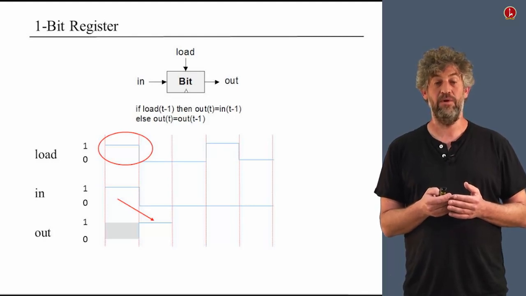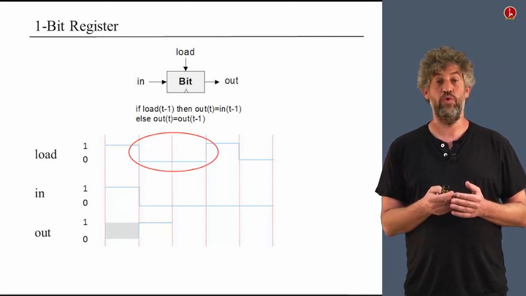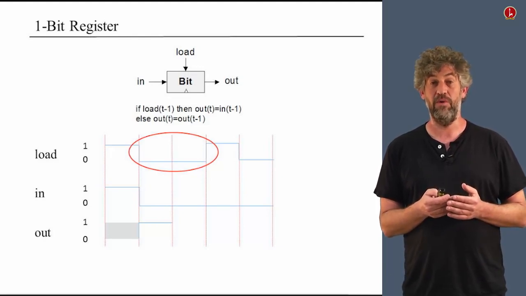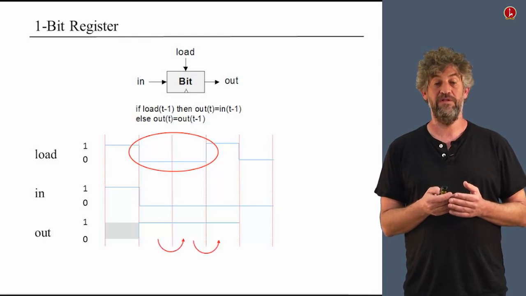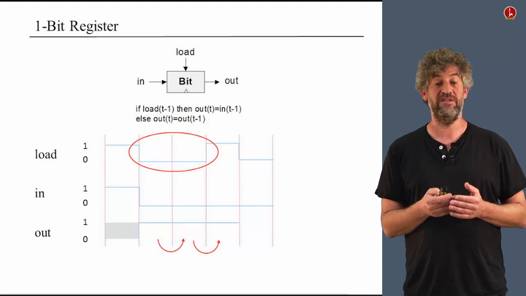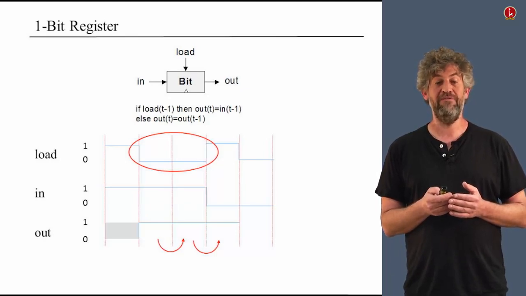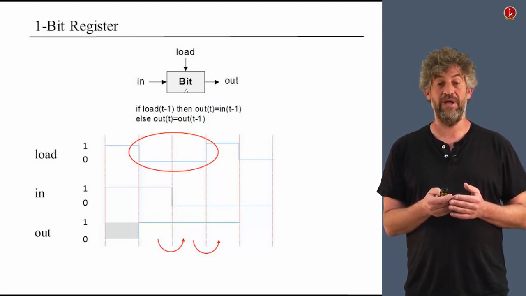Now after that, load goes down to 0 for the next 2 time units. So basically we want the same output to remain, because load is 0, even if input changes. We're going to keep on maintaining the same value for the next 2 time units, until load goes up to 1, and then we'll see what we're going to do. Notice that for these time units, whatever input was, whether input went up or down, it does not matter. In any case, we will not change the output of our chip.